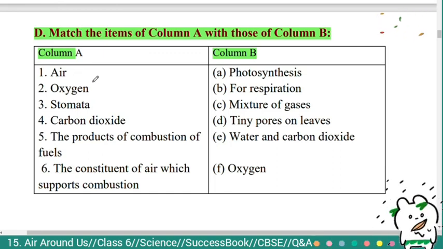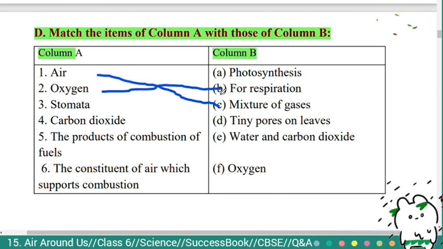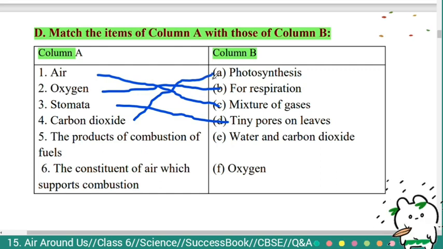Air, it is a mixture of gases. Oxygen is used for respiration. Stomata, tiny pores on leaves. Carbon dioxide, it is used for photosynthesis. Fifth, the product of combustion of fuels, that is water and carbon dioxide.